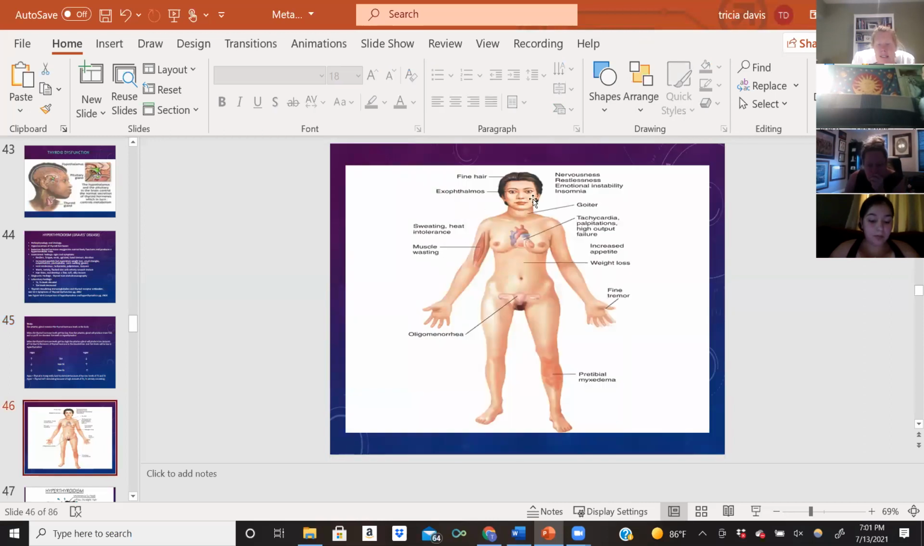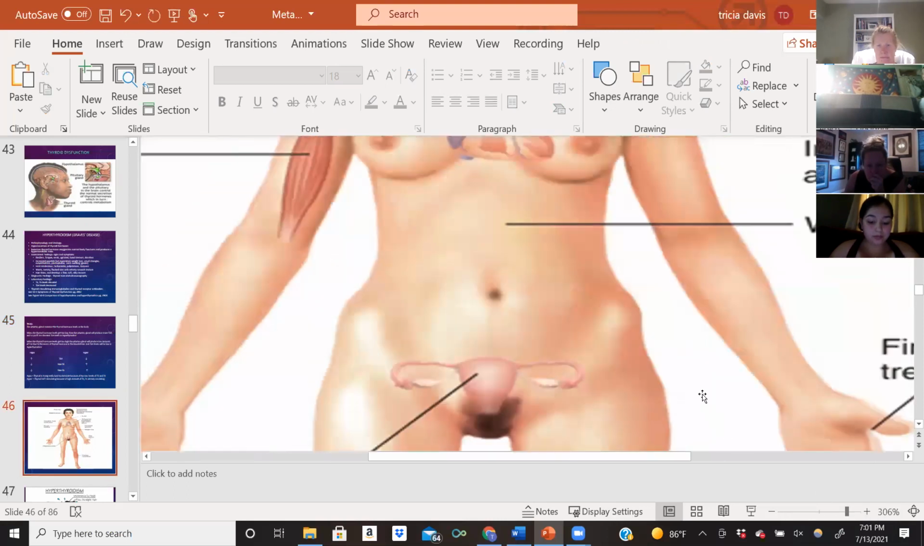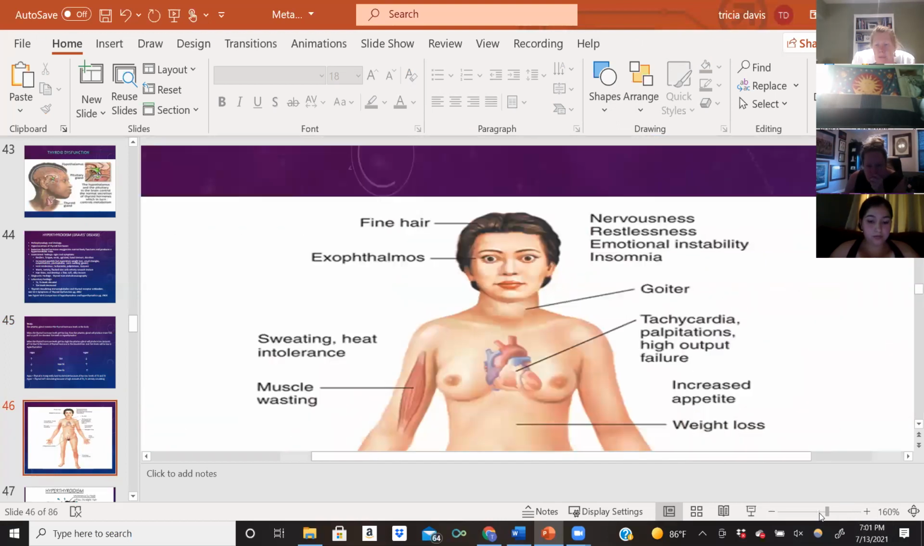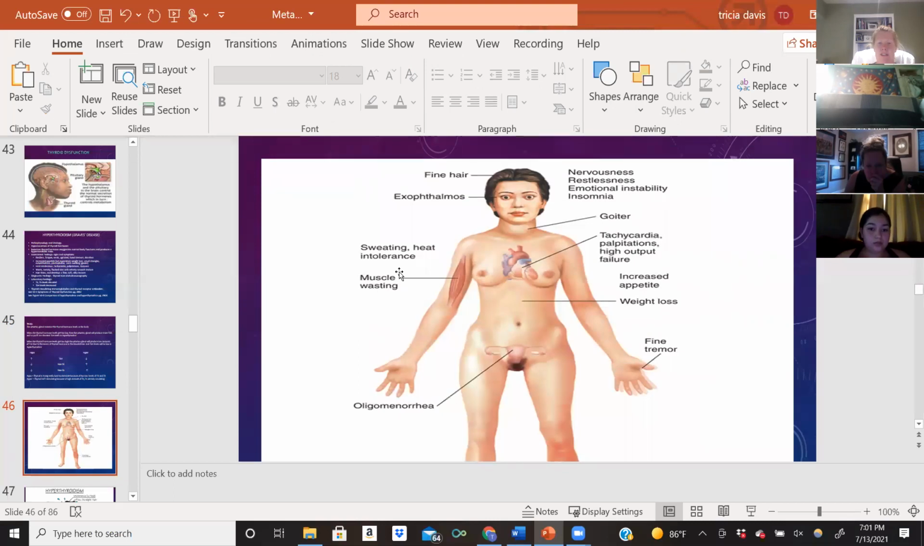So here is what I was telling you guys about the bulging eyes. They present with, that's a pretty common finding. They're going to have swelling and heat intolerance, muscle wasting, thinning hair, insomnia. They might have this goiter. You see how her neck is swollen right there? We would call that a goiter.